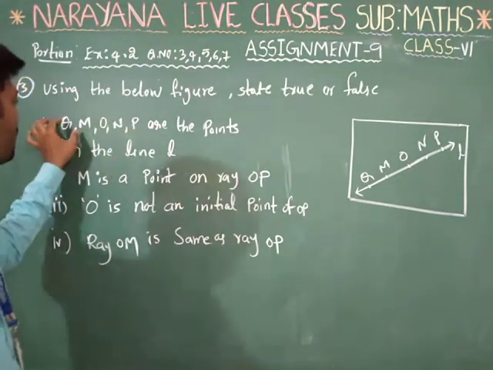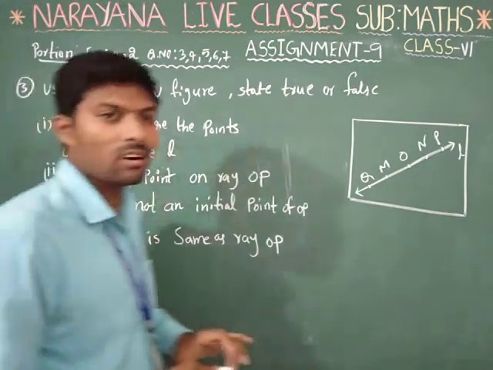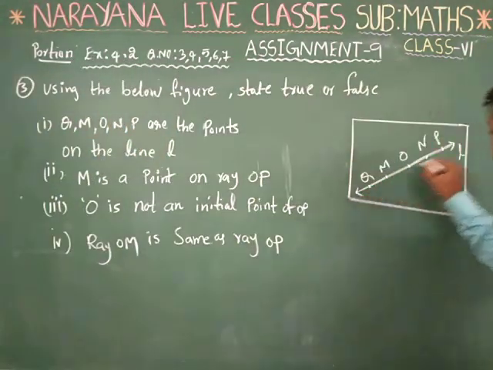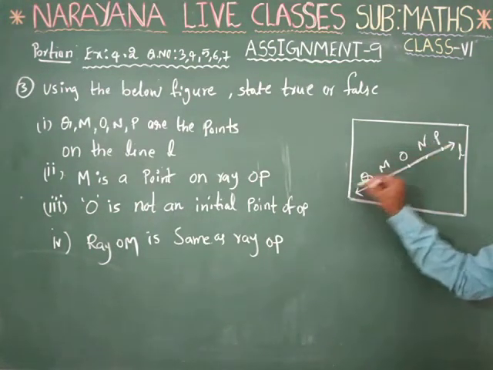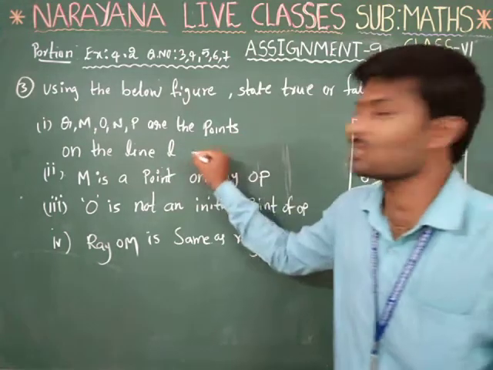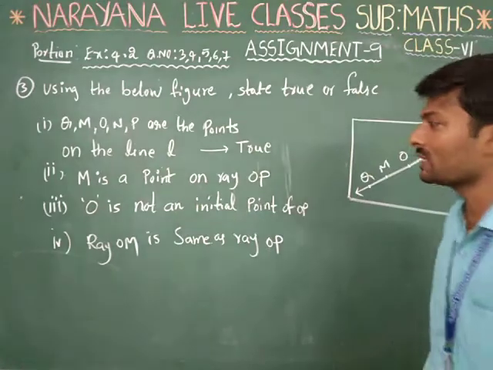The first one is: Q, M, O, N, P are the points on the line L or not. Let's see. This is one line L. So these points Q, M, O, N, P all are points on this line. So the given statement is a true statement. Let's see the second statement.